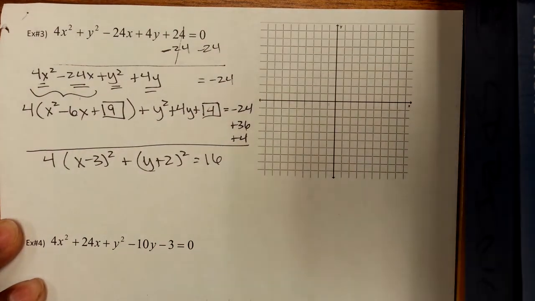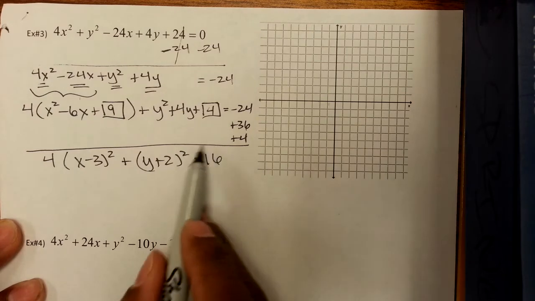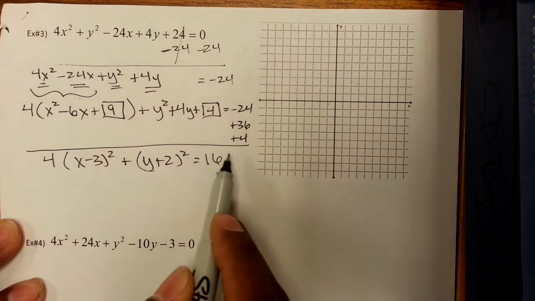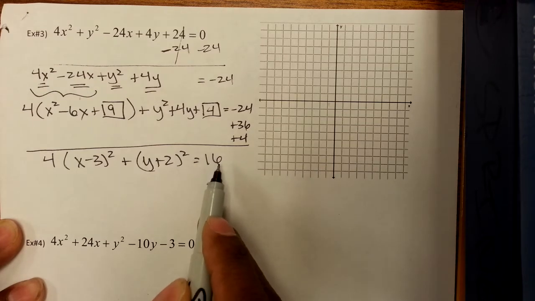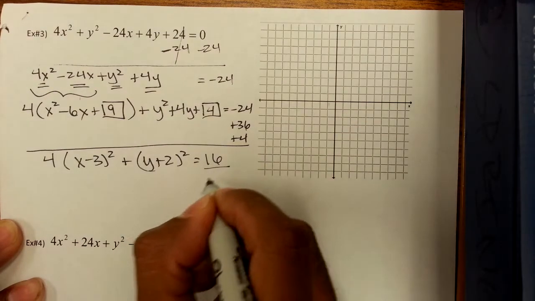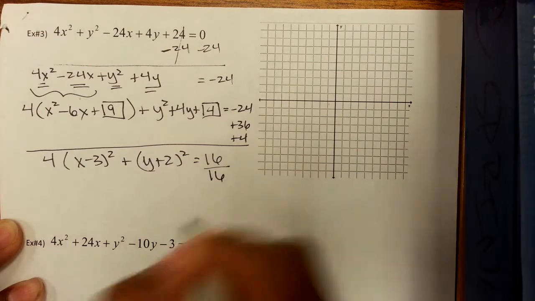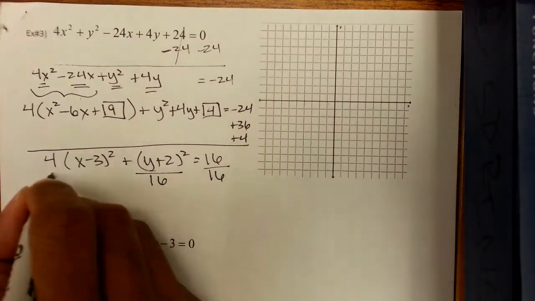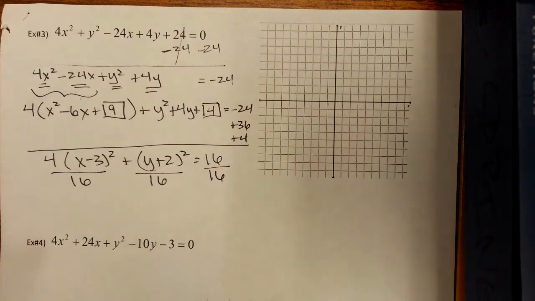And the last thing we have to do before we start graphing is, for all ellipses, you always need a 1 on the right hand side. So what I have to do with the 16 is turn the 16 into a 1. The way I'm going to do that is I'm just going to divide by 16. So divide by 16 on the right, but every term here I have to divide by 16.